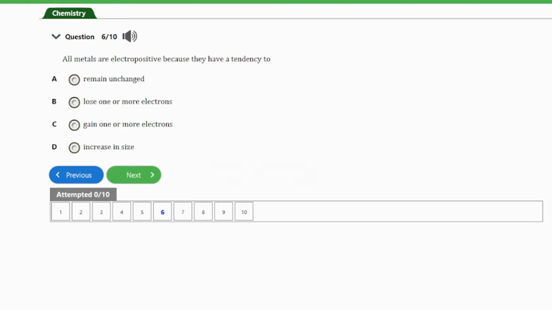Gain one or more electrons, D. Increase in size. So guys, the answer to this question is option B, and that's lose one or more electrons. So let's consider the next question.